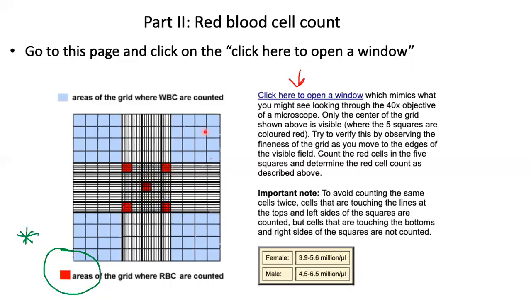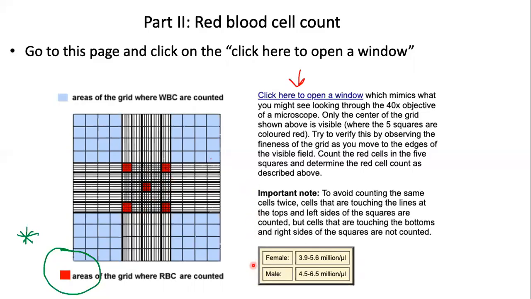You're going to click there to open up a window, which mimics what you might see through the 40X objective. I want you to go to the four corners and count the red blood cells in each box, and then go to the middle box and count the red blood cells in this box. Here are the rules. You don't have to quite follow those rules. It's not like we're getting certification for this.